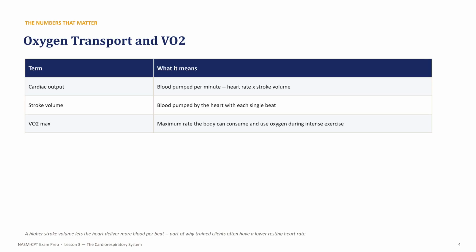Here's the practical connection. A higher stroke volume lets the heart deliver more blood per beat, and that's part of why trained clients often have a lower resting heart rate.